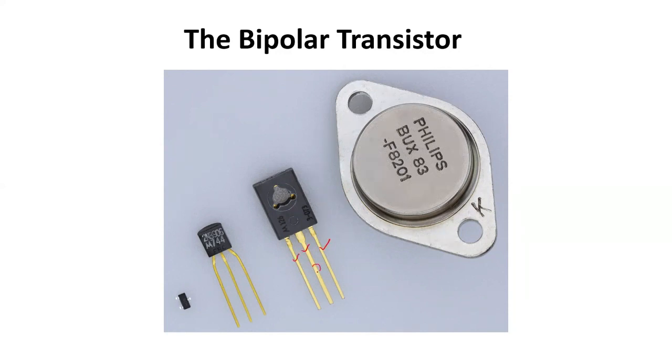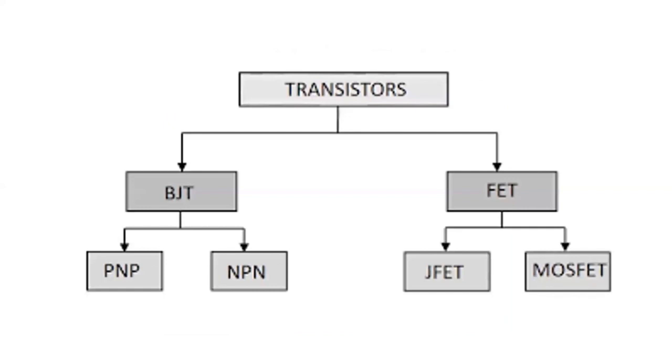One terminal will be common to both the input and output. For example, if this is your input, this will be your output. You can regulate the current by varying the voltage or current in the other two terminals. There are three basic transistor types. The one we are discussing is the BJT, bipolar junction transistor. Here you can see there are two types, PNP and NPN. We will see in detail later.